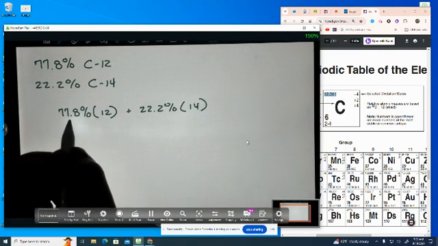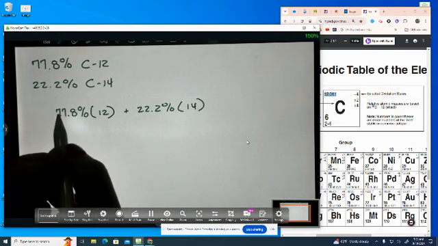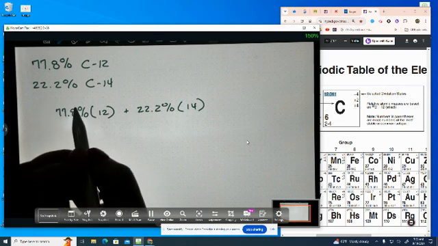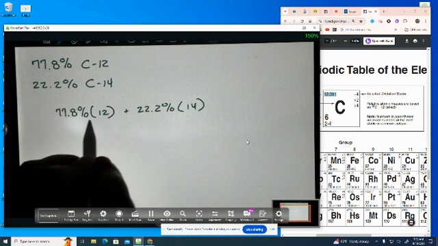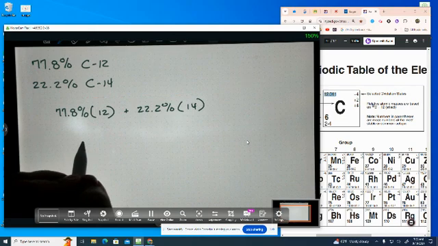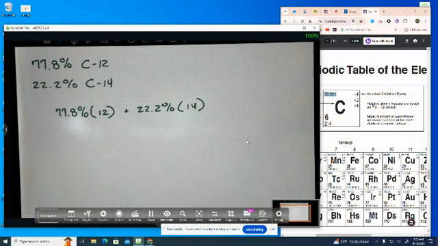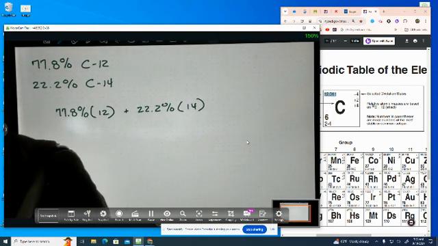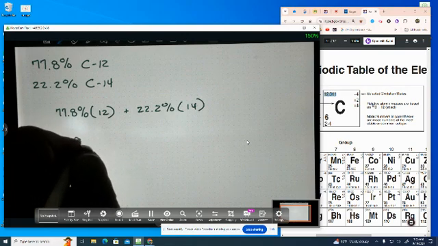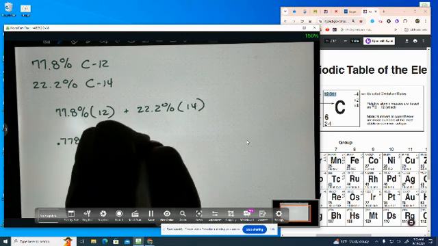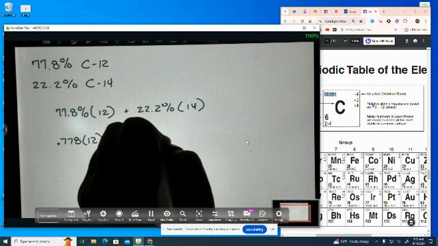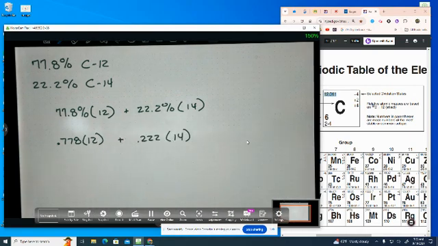Yes, you have to change that percent to a decimal. And in order to do that, you can either divide by 100 or move the decimal 2 places to the left. So this becomes 0.778 times 12 and 0.222 times 14.